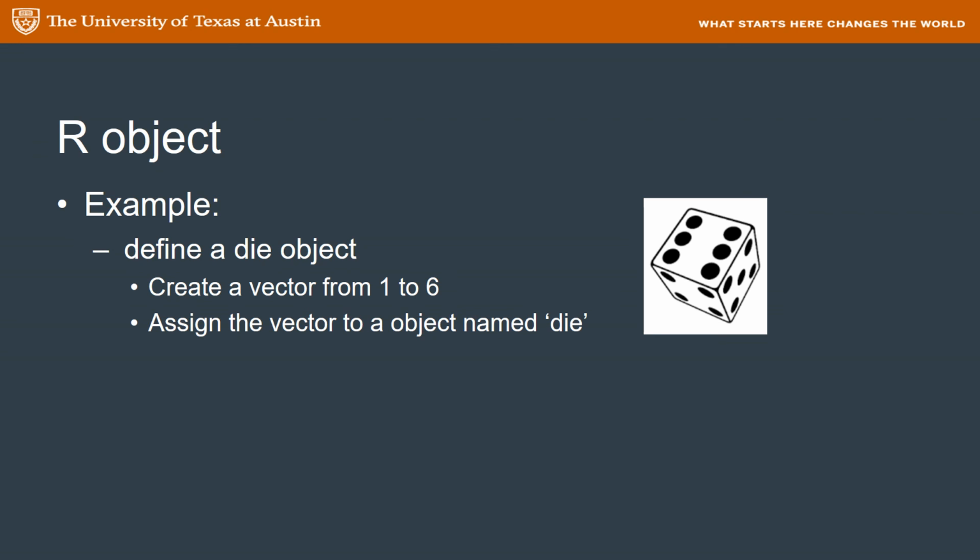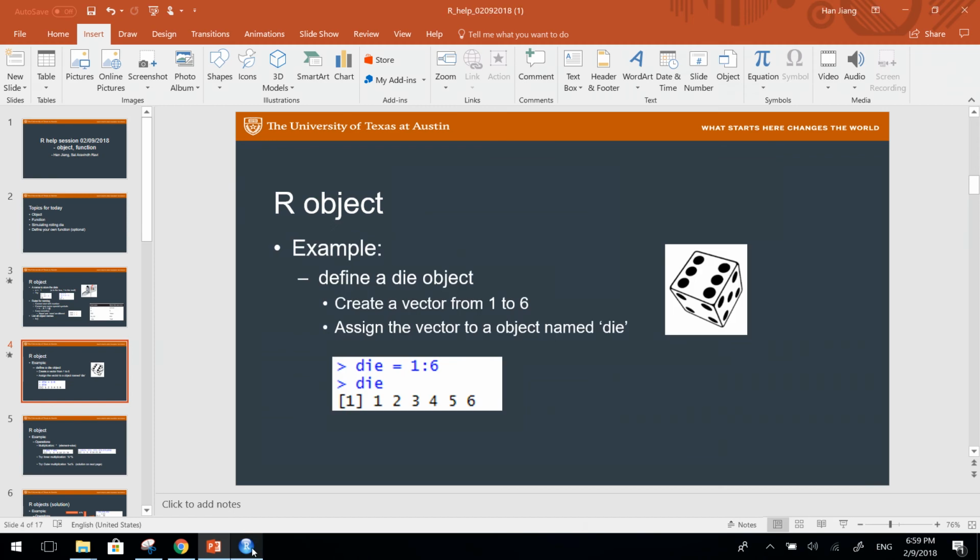So let's define a die object, and what I ask you to do is create a vector from 1 to 6, and then assign the vector to the object name die. Okay, I'll give you 1 minute. Alright, I think you have done that. Let's see.